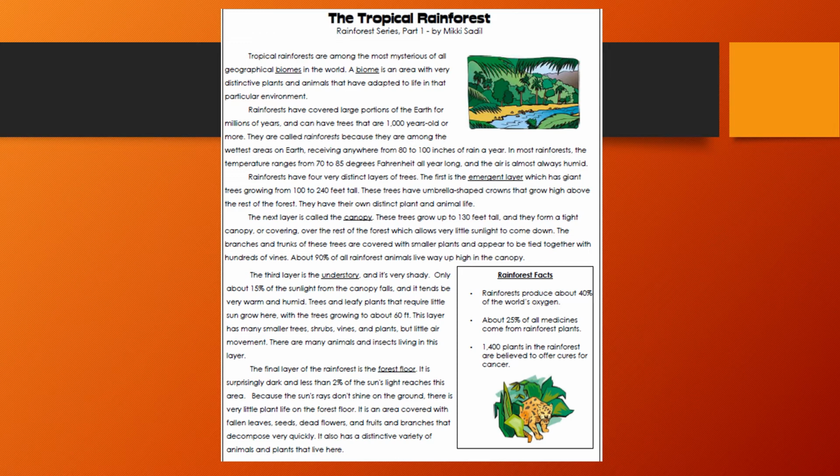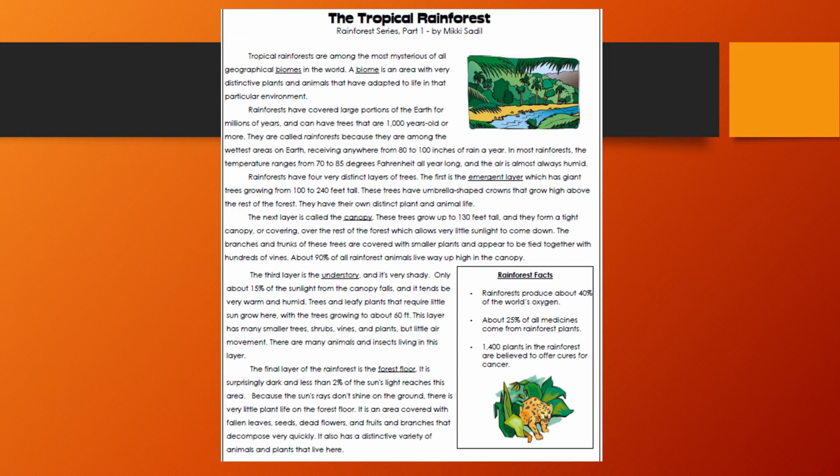The third layer is the understory, and it's very shady. Only about 15% of the sunlight from the canopy falls here, and it tends to be very warm and humid. Trees and leafy plants that require little sun grow here, with the trees growing to about 60 feet. This layer has many smaller trees, shrubs, vines, and plants, but little air movement. There are many animals and insects living in this layer.